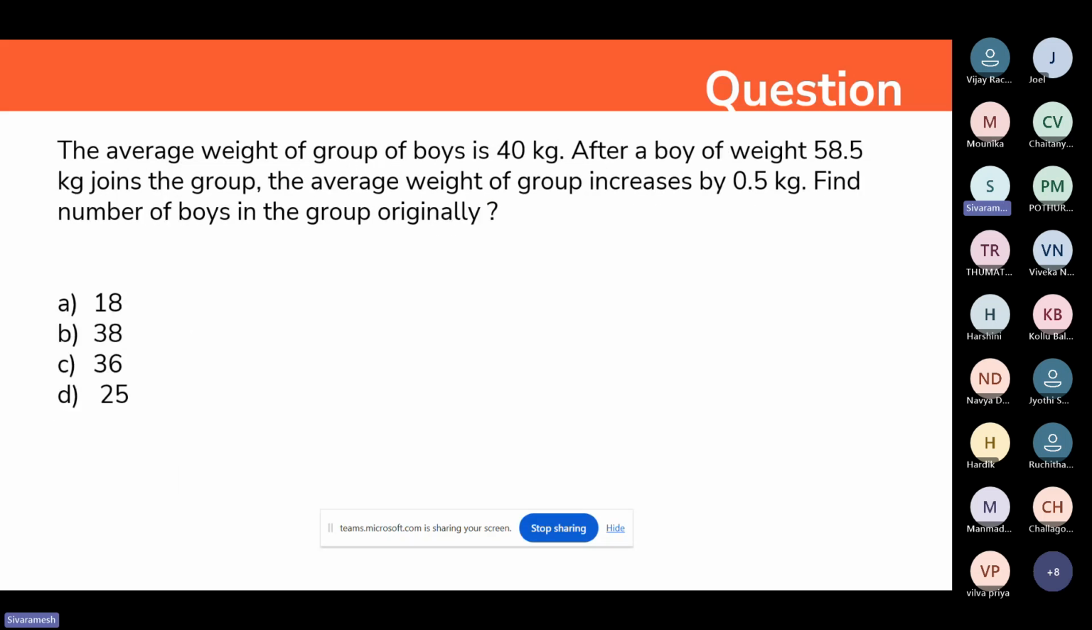Let's say, yes, why can't we solve this question? I'll give you 1 minute. Try this question.